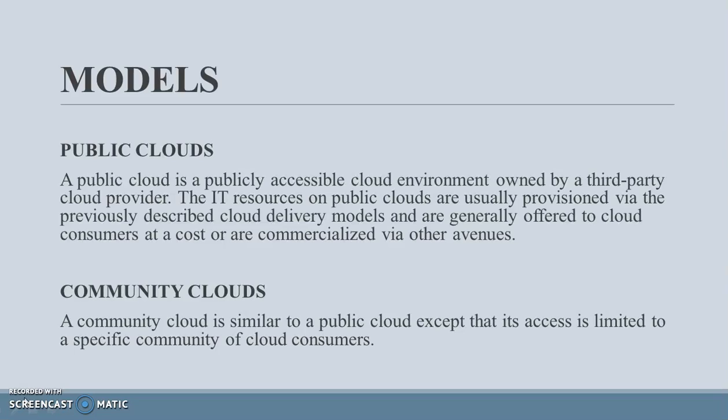Now coming into the detail. First is public clouds. A public cloud is a publicly accessible cloud environment owned by a third-party cloud provider. The IT resources on public clouds are usually provisioned via the previously described cloud delivery models and are generally offered to cloud consumers at a cost or are commercialized via other avenues. Next is community cloud. A community cloud is similar to a public cloud except that its access is limited to a specific community of cloud consumers.